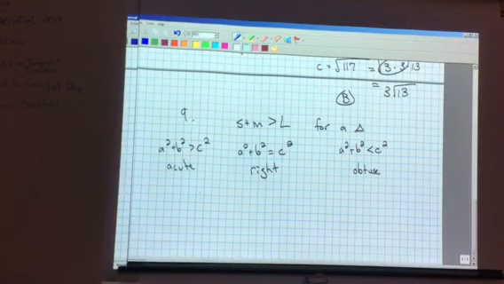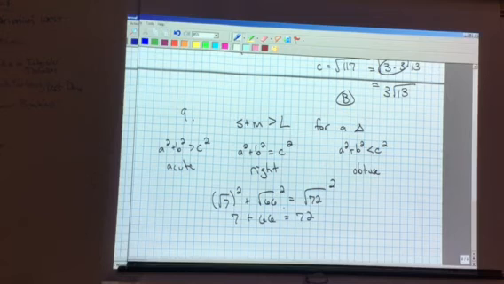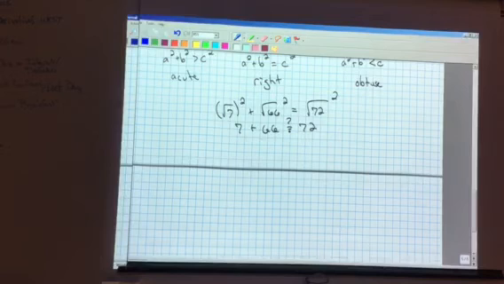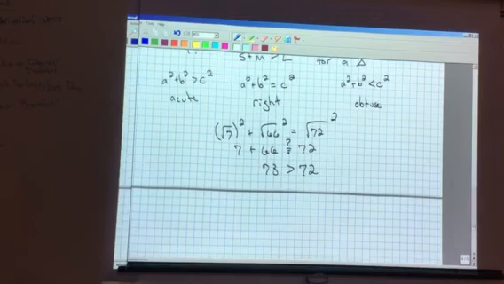So for number 9, we would do the square root of 7 squared plus the square root of 66 squared equals the square root of 72 squared. And actually we want to figure out, does it equal it? Well, this becomes 7 plus 66 equals 72. I'm going to put a little question mark here. I'm really asking, is it equal? Or what's the relationship? This becomes 73. So 73 is bigger than 72. So that means we are actually talking about an acute triangle because my hypotenuse is smaller. So this would be an acute triangle for A.